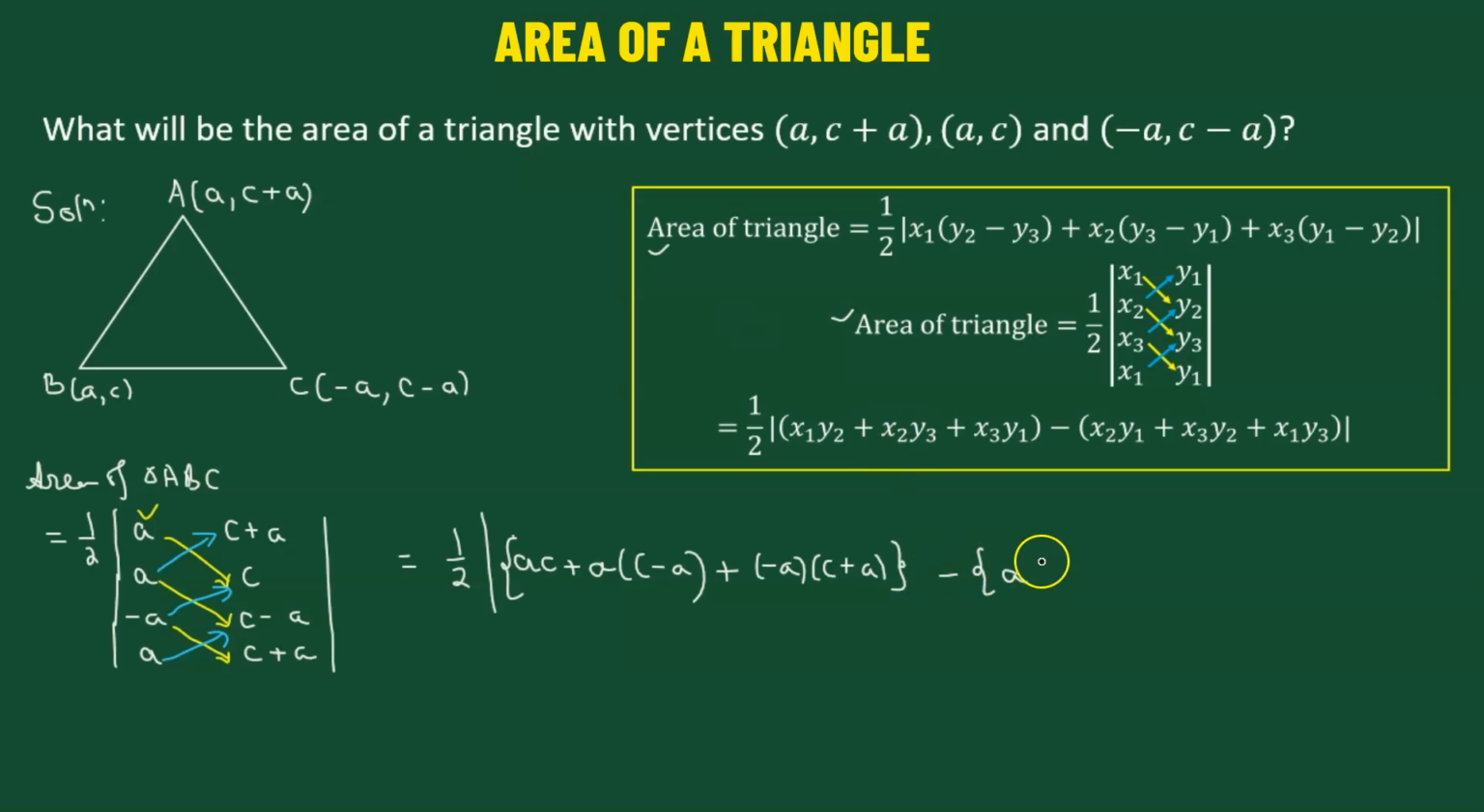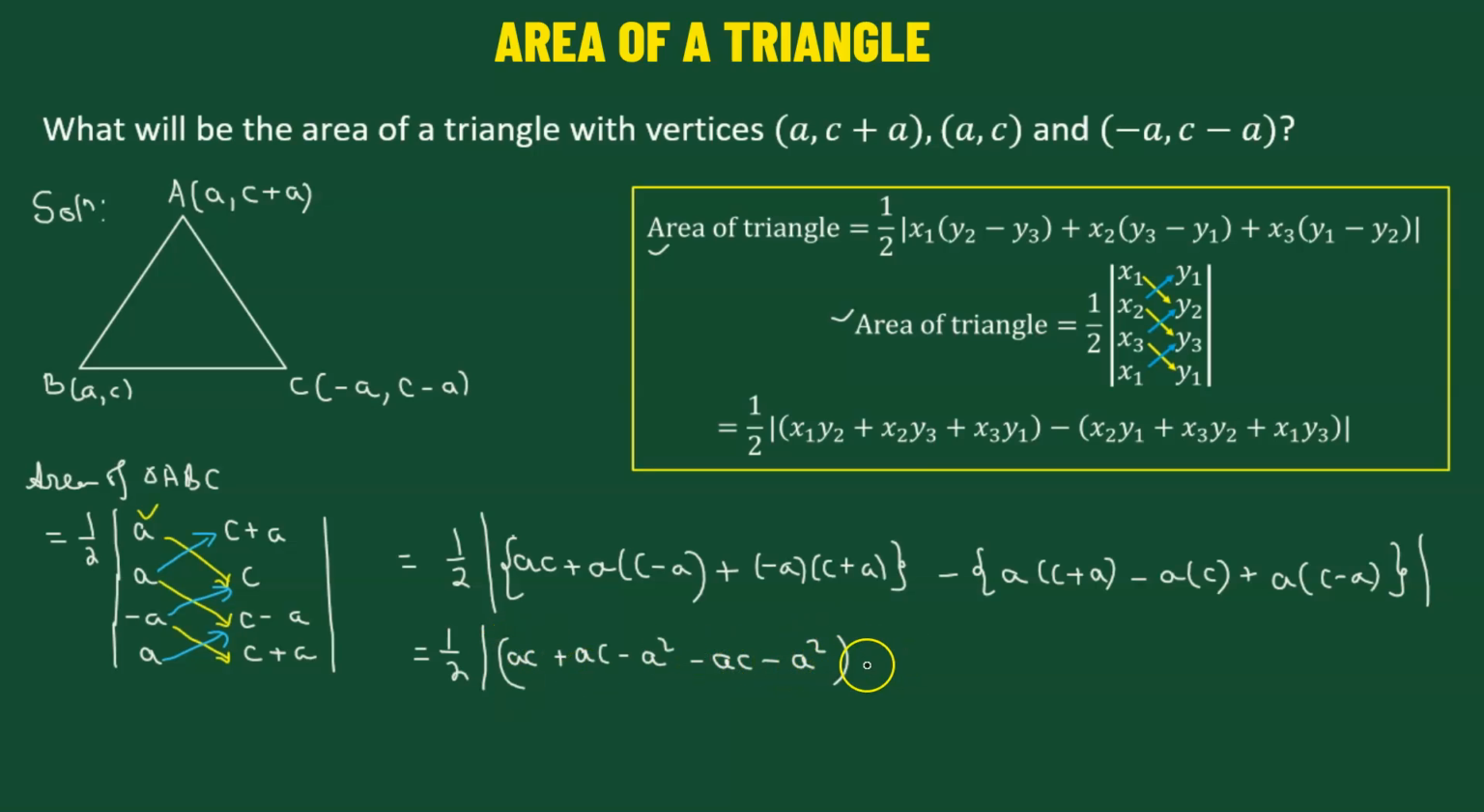So we have a multiplied to c+a, added to -a times c, plus we have a multiplied to c-a. Now let's perform the calculation. We have half multiplied to, so here we have ac plus a times c-a, which will be simply ac-a squared. Then we have -a times c+a, so that gives us -ac-a squared. So we'll keep this aside, and from it subtract a times c+a. So that's ac+a squared, minus ac, plus ac-a squared.